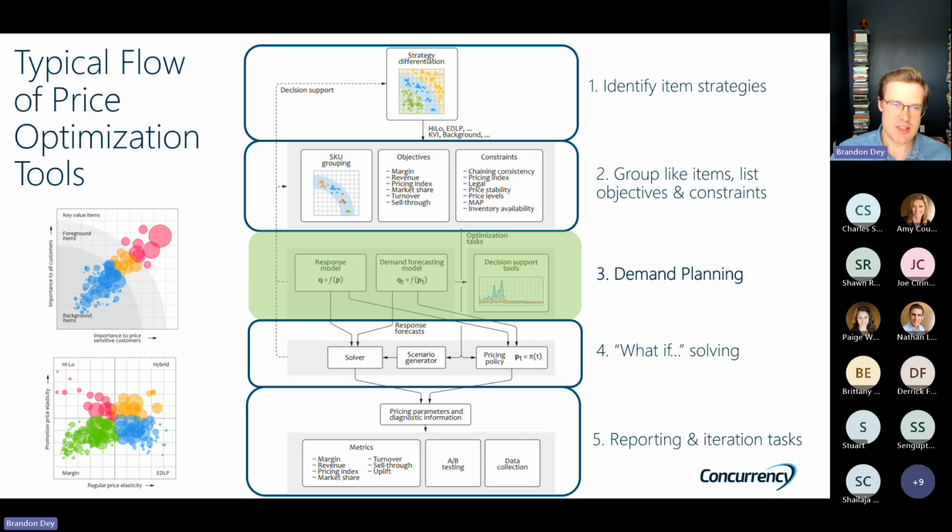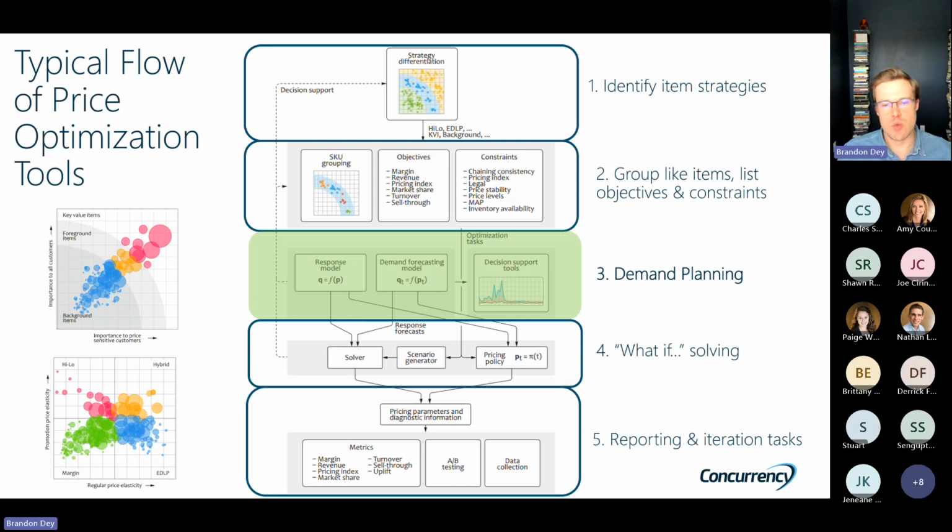Then you can move on to the next area, which is essentially grouping like items with like items. You're identifying things like your objectives and your constraints. All these are important because they get piped into the demand planning process. Again, this is not about demand planning. This is about using the output of demand planning in your price optimization workflow. So this is your market response model, an application we talked about in the earlier slides. You've got your demand forecasting model, which we talked about as well. And you've got different decision support tools that might complement those activities.